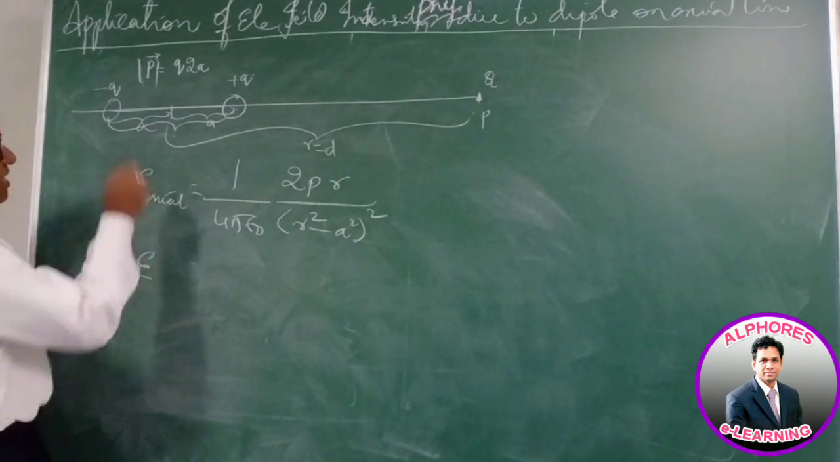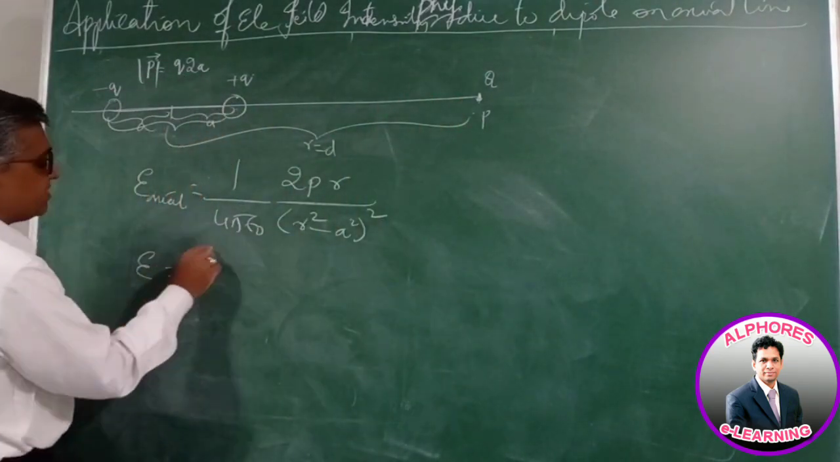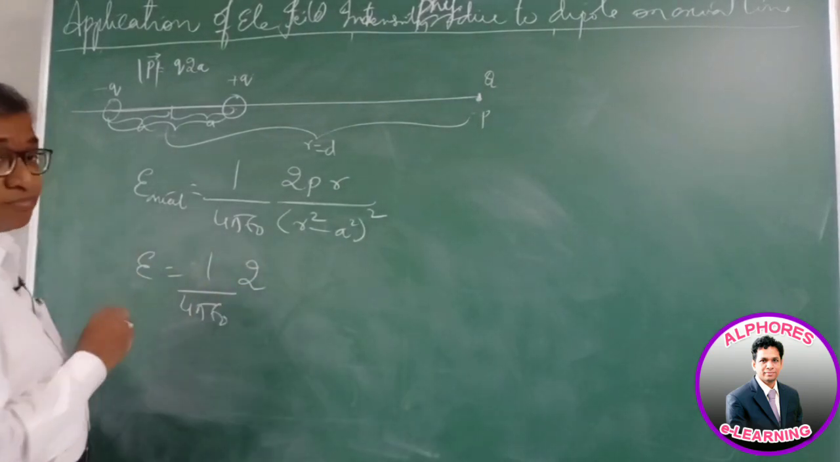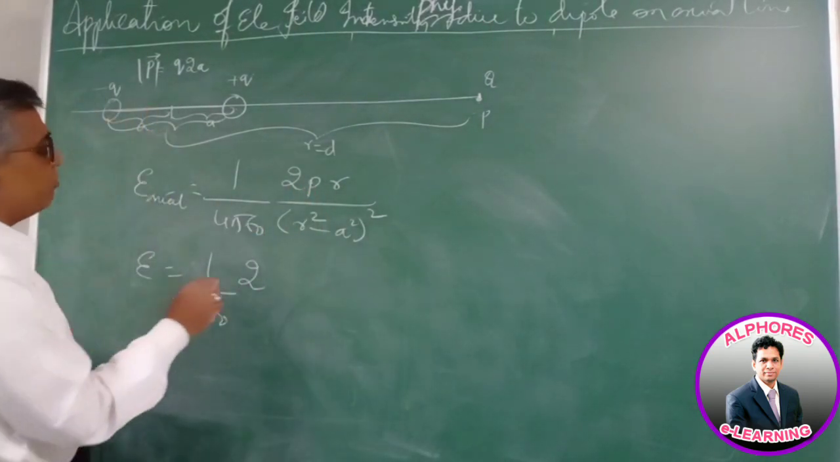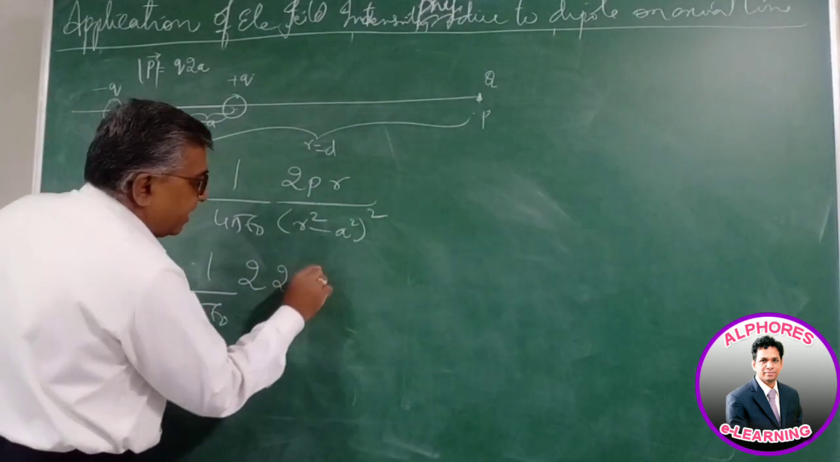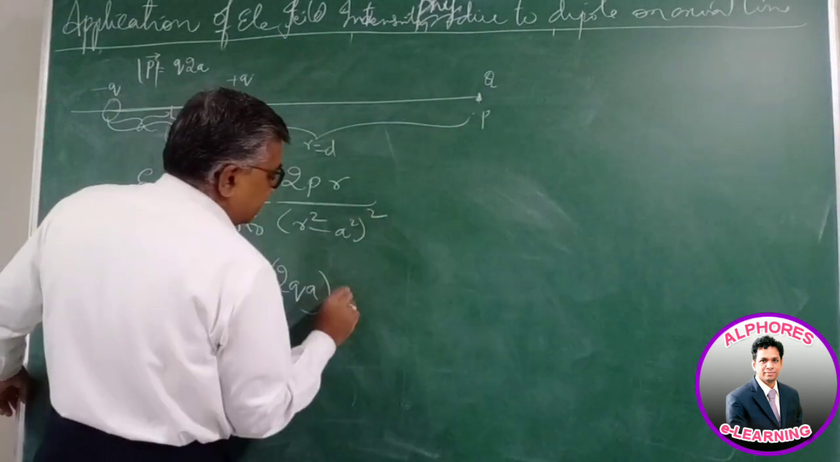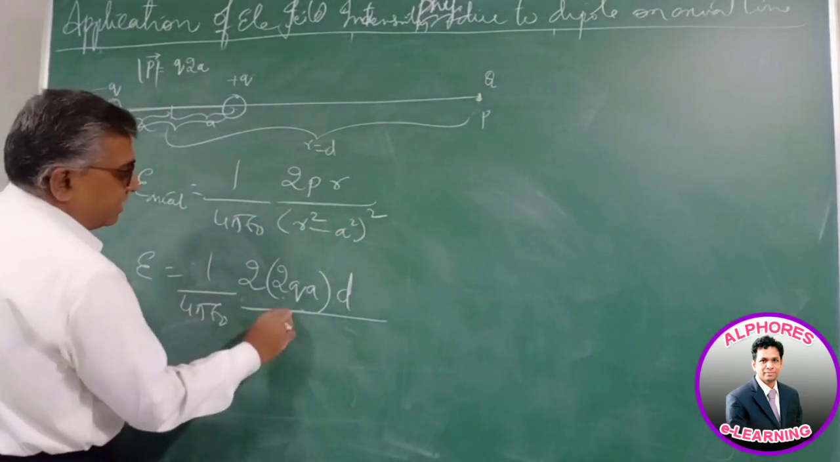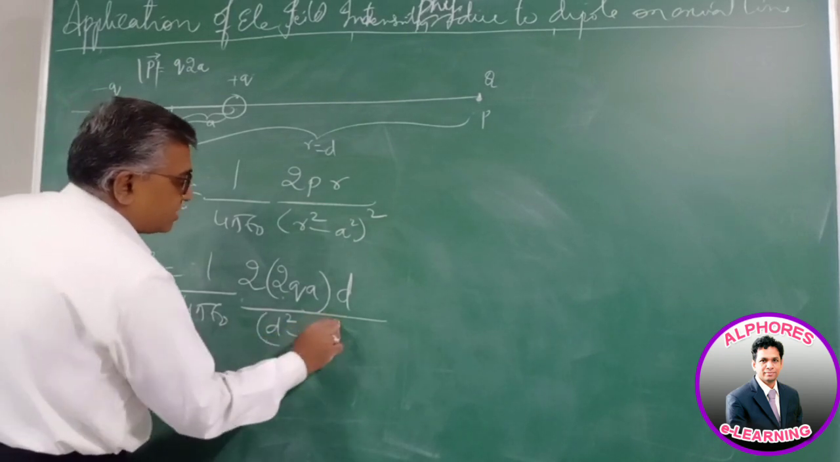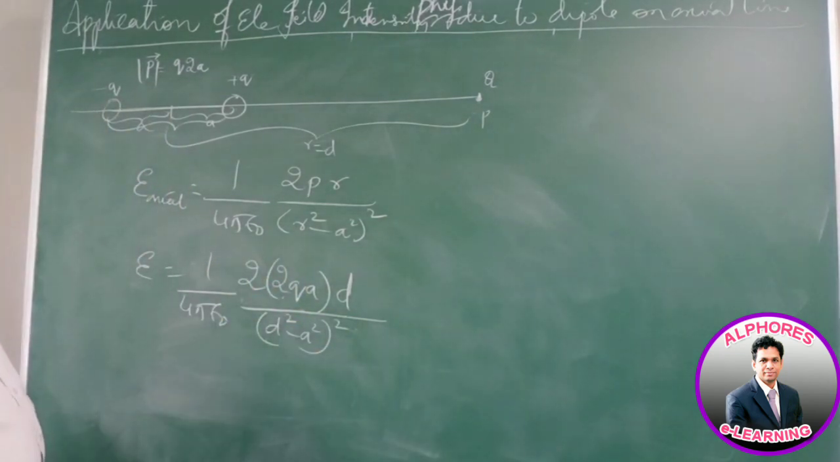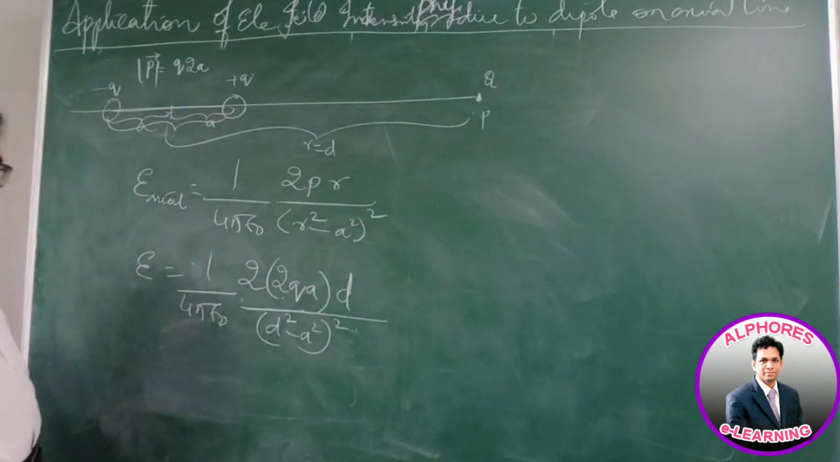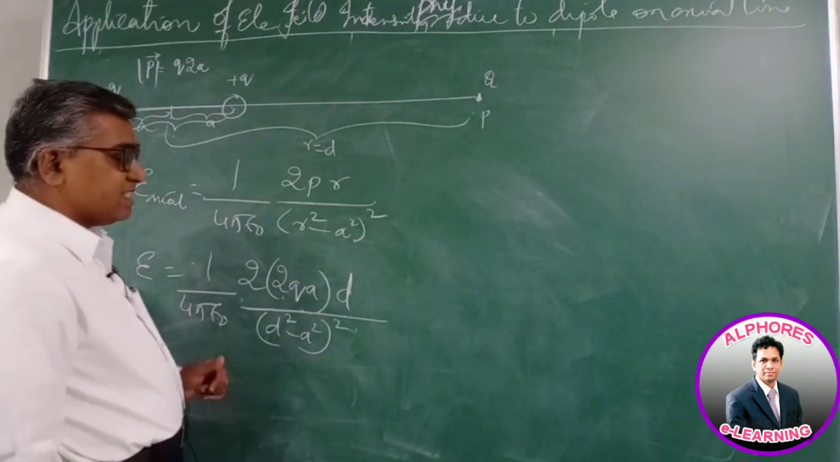So substituting, the electric field at point P is 1 by 4 pi epsilon naught into 2 into p, the electric dipole moment, which is 2qa, into r, the distance of the point d, by (d square minus a square) whole square. Therefore, E is 1 by 4 pi epsilon naught, 2 into 2qa into d by (d square minus a square) whole square. This is the electric field.